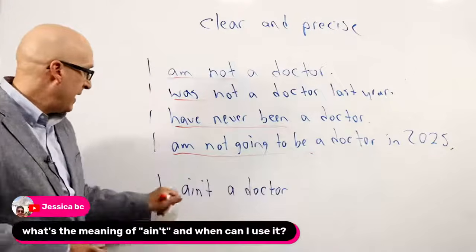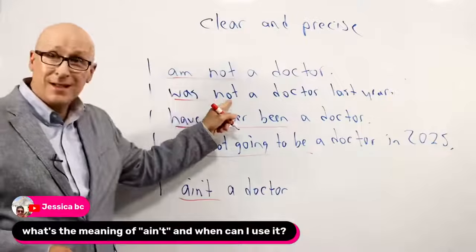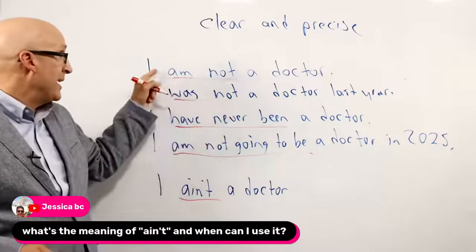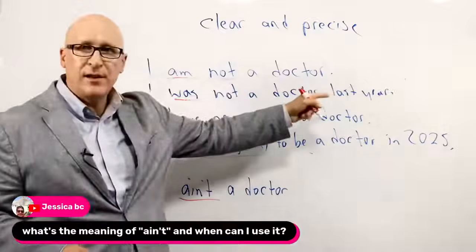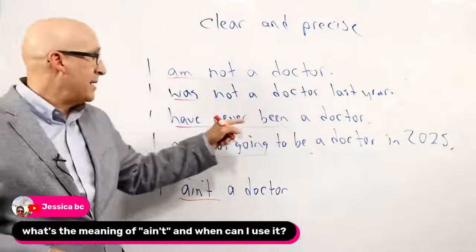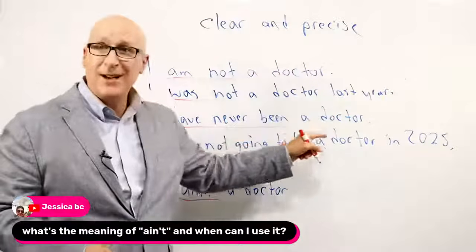Ain't is a way of saying am not. It's a way of saying was not. So I can substitute and say I ain't a doctor. I ain't a doctor last year either. I ain't been a doctor. I ain't gonna be a doctor.